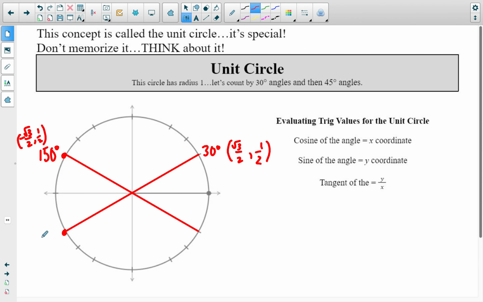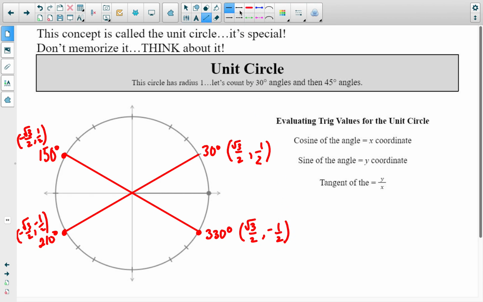And then down here, 180, 210. 210 degrees, and its coordinates are negative square root of 3 over 2, comma, negative 1/2. And then over here, 210, 240, 270, 300, 330. Okay, and then square root of 3 over 2, comma, negative 1/2.